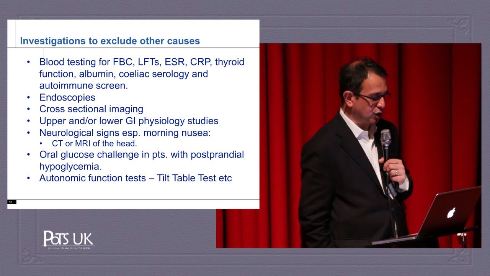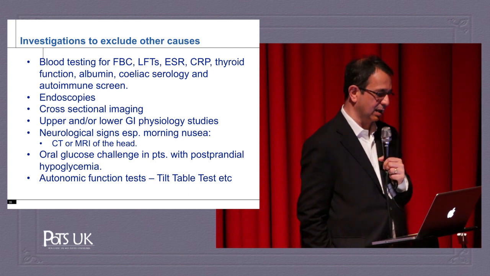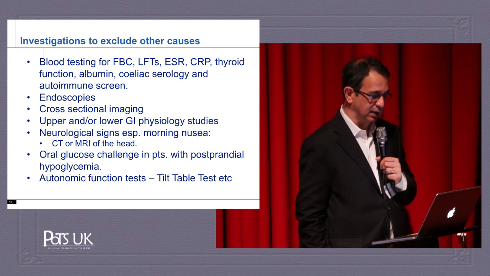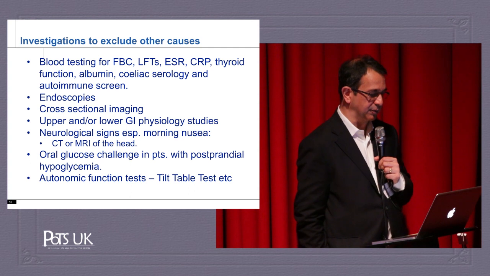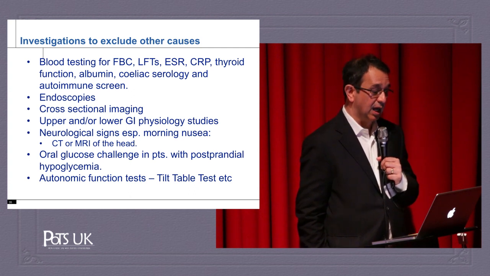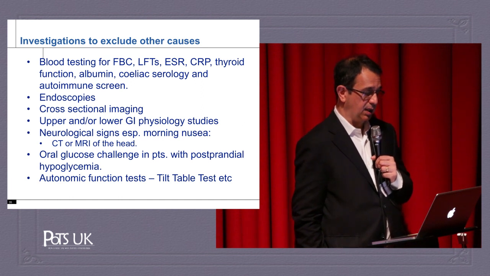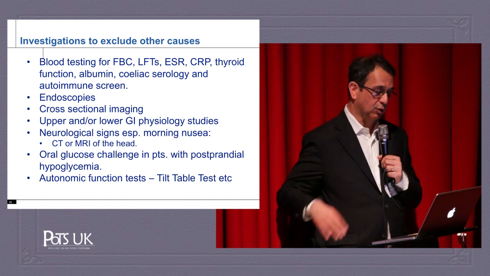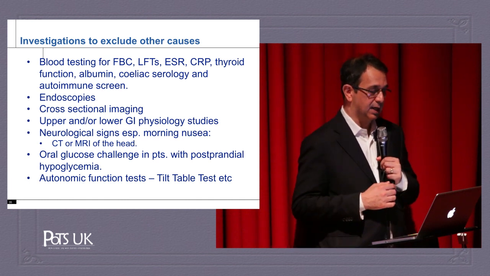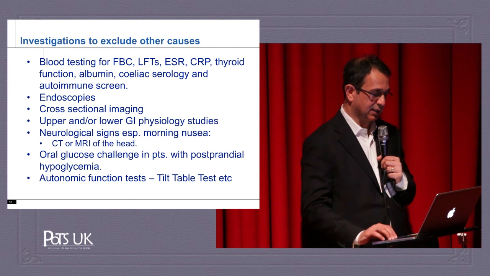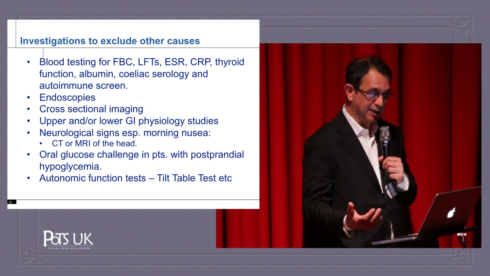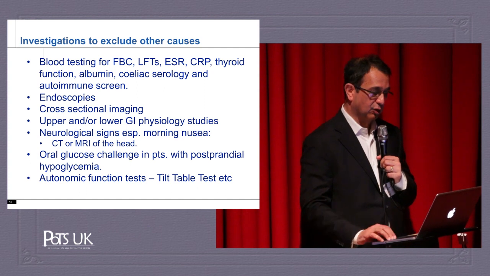Simple investigations, depending on how they present: a full blood count, LFTs, CRP, inflammatory markers, thyroid function tests. Albumin in some of these patients could be important, to make sure that some of these hemodynamic shifts are not being caused by hypoalbuminemia. Celiac serology, autoimmune screen, etc. But in some cases, with a lot of postprandial symptoms, you may have to do an endoscopy. Cross-sectional imaging may be required, especially if they're complaining of symptoms that may sound a bit obstructive.